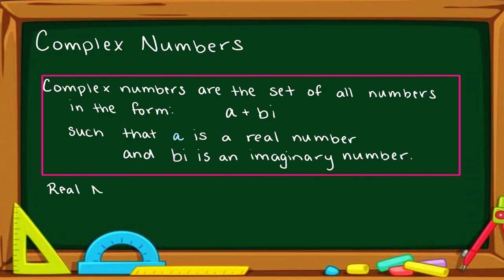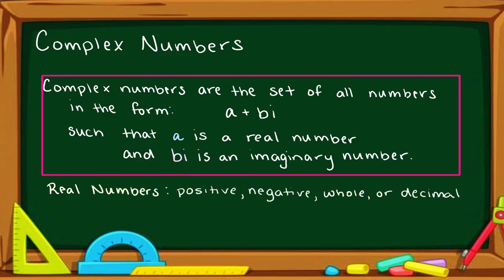Well, real numbers are simply positive, negative, whole, or decimal numbers. Any number you can think of that exists is a real number. As we know, we can only take square roots of positive numbers. So as soon as we take a square root of a negative number, specifically the square root of -1, we get imaginary numbers. So i represents the square root of -1, and i squared is equal to -1.